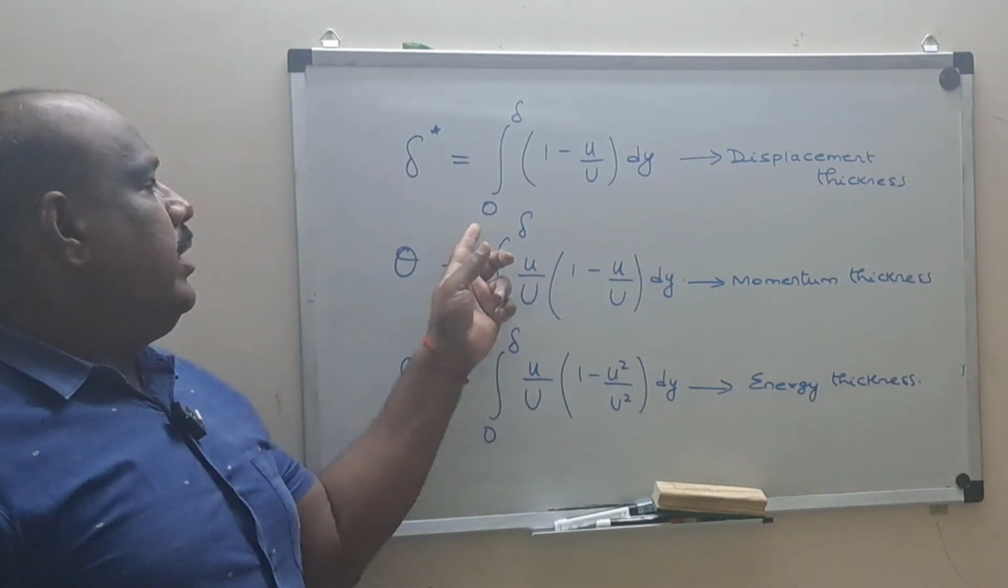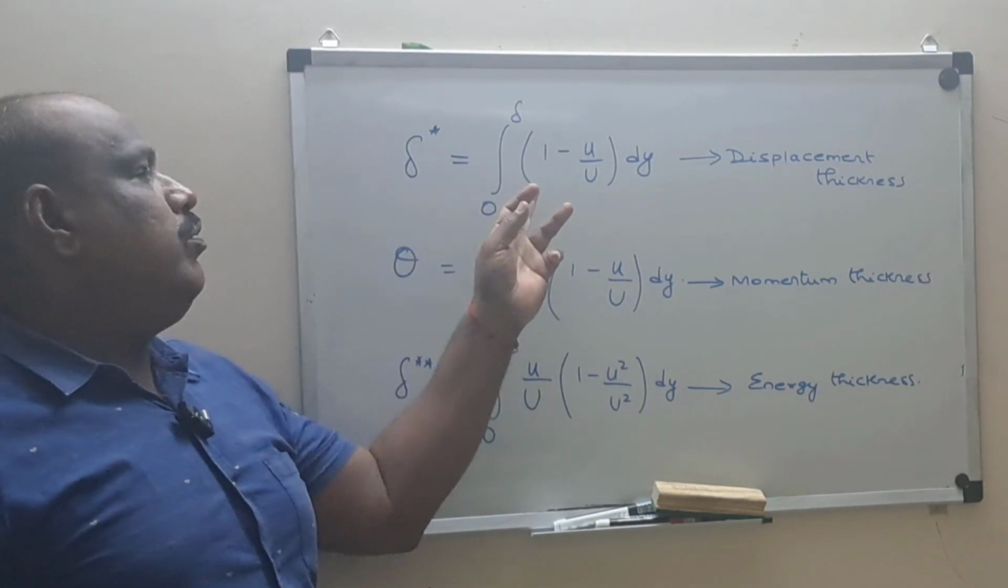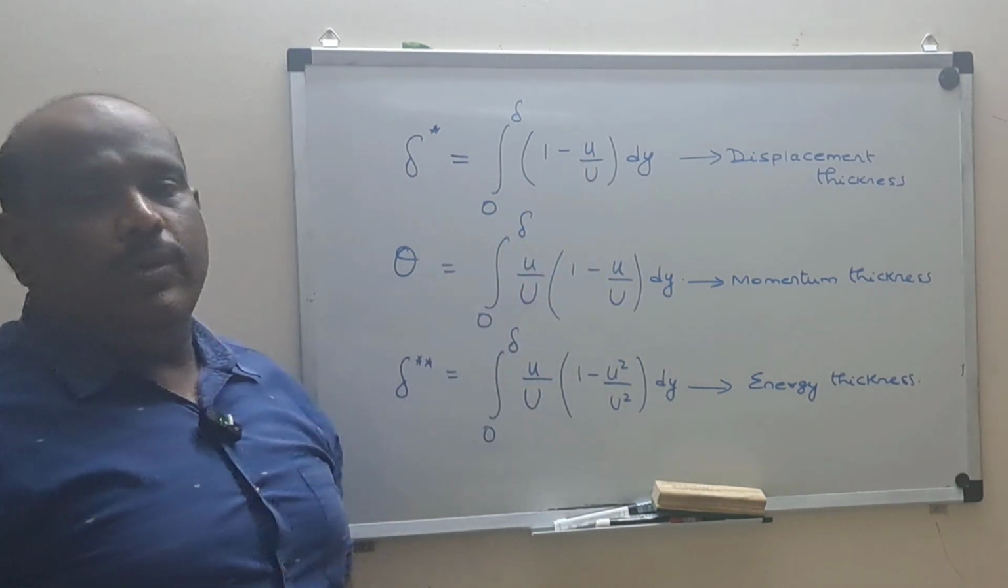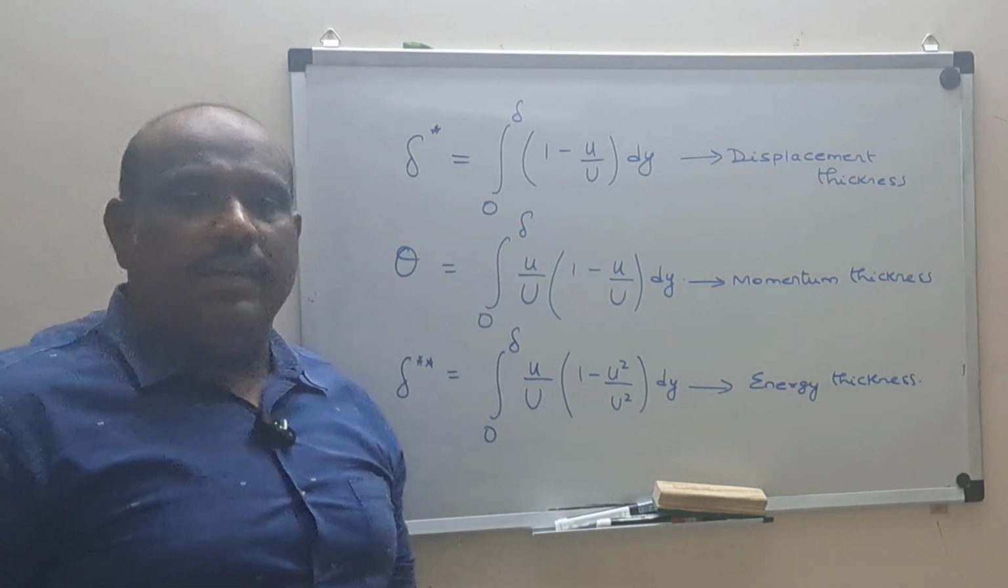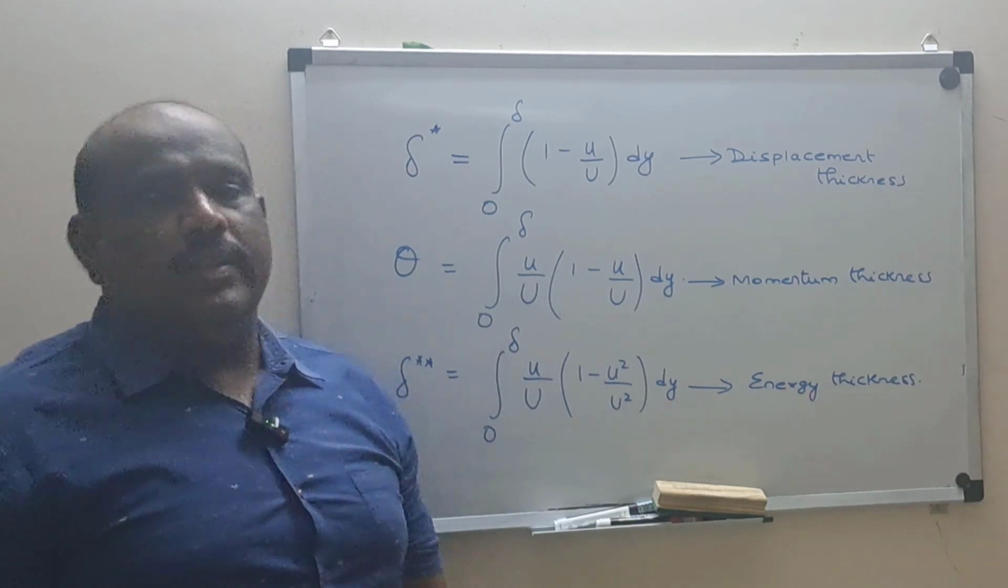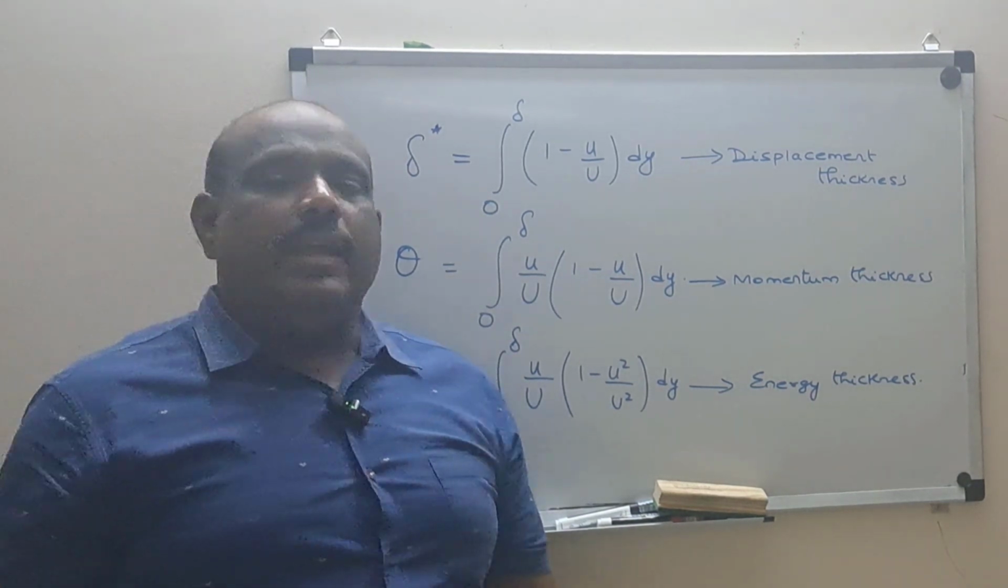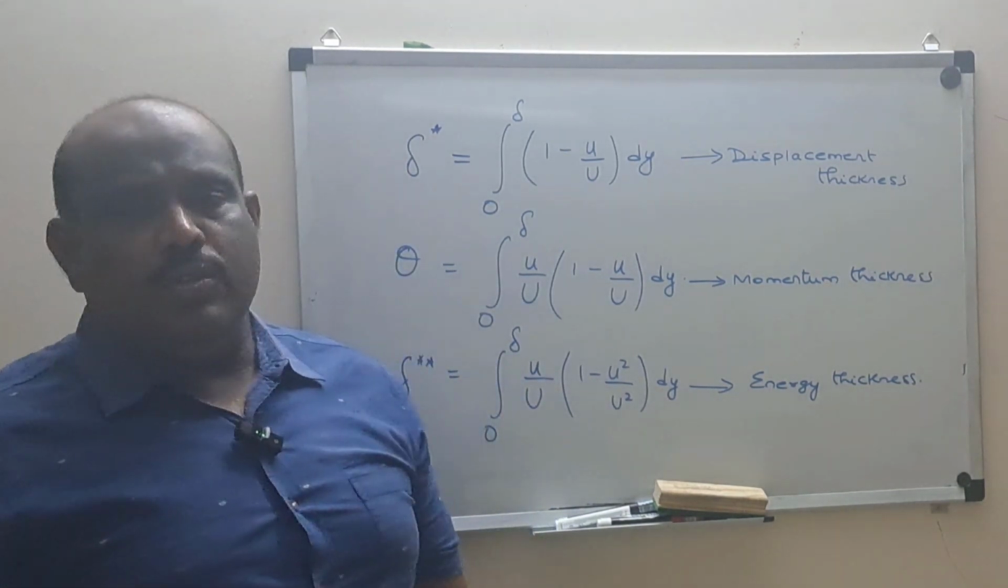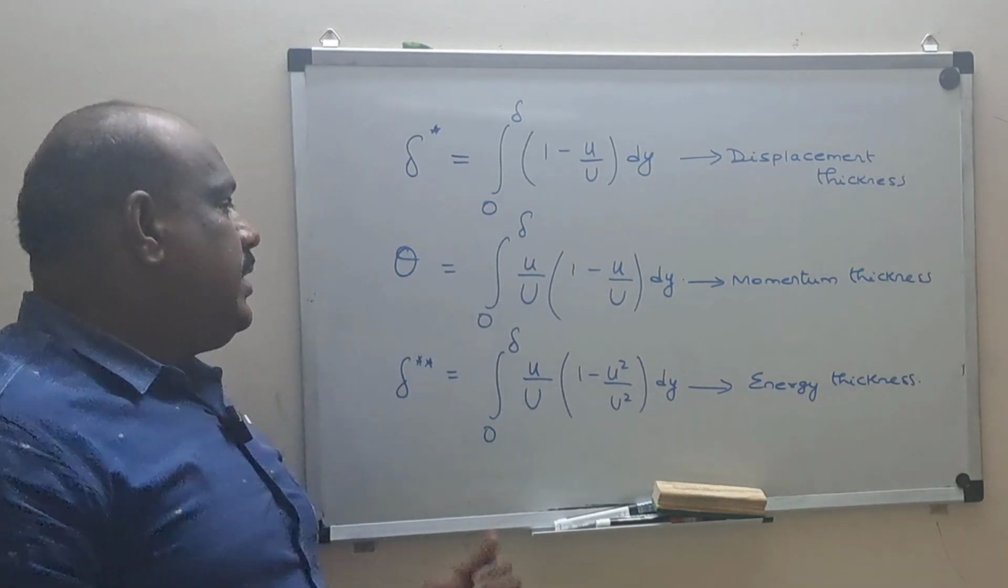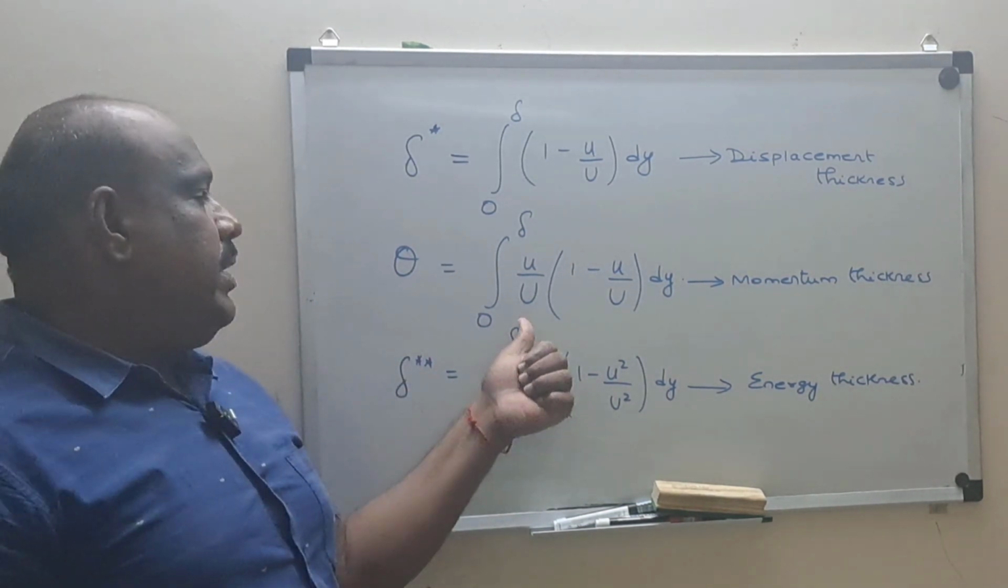Now the displacement thickness is denoted as delta star. It is given by the integral from 0 to delta of (1 minus small u by capital U) dy. The small u is the velocity variation within the boundary layer, and the capital U is the free stream velocity. Similarly, the momentum thickness is given by this formula.